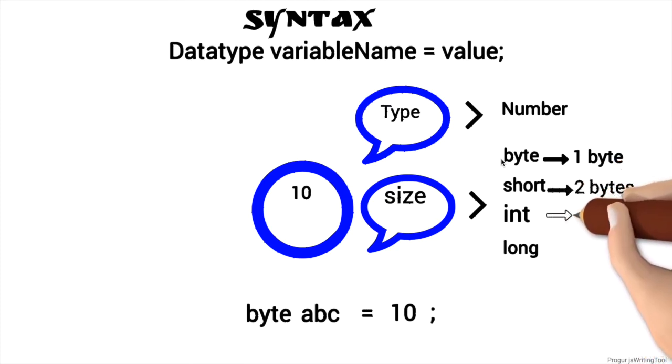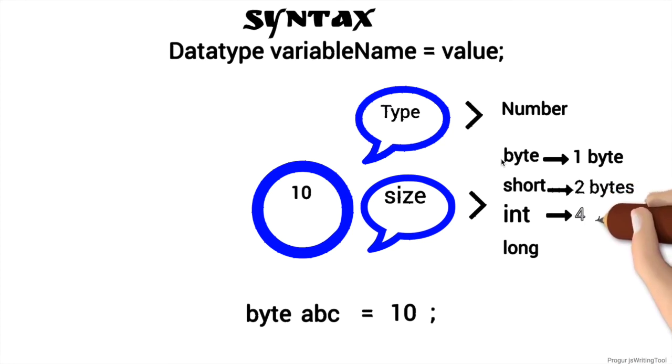Now let's quickly see how much memory space the other data types take. The short takes 2 bytes of memory, and 2 bytes is equal to 16 bits. And if you talk about int, it's going to take 4 bytes of memory space, and if you convert it to bits, it's going to be 32 bits.